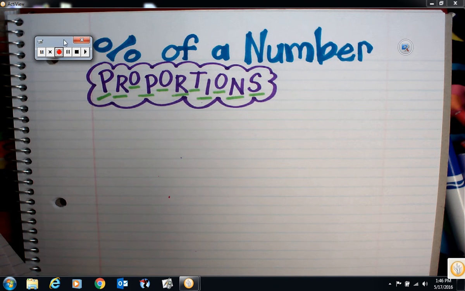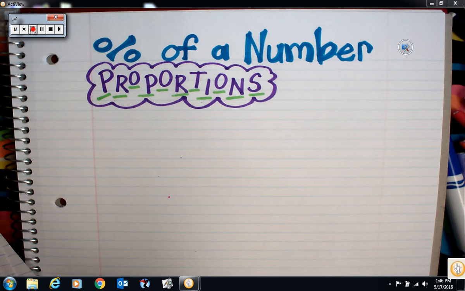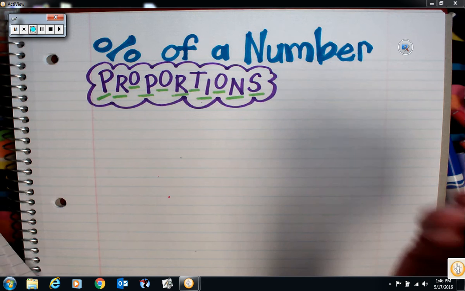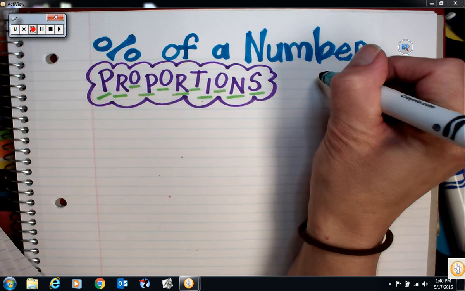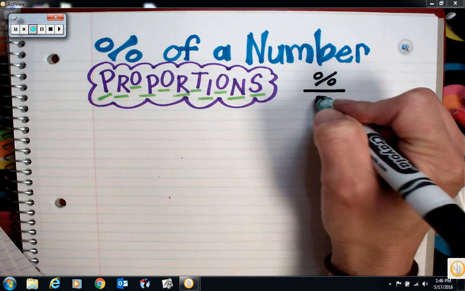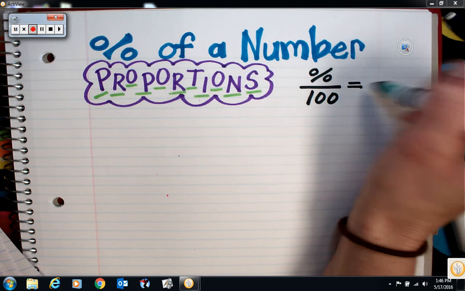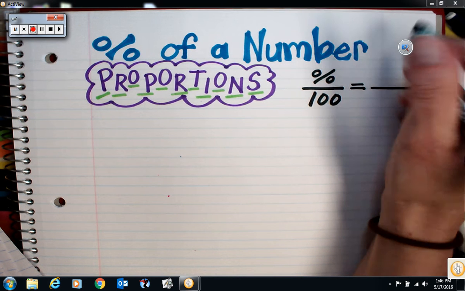Okay, today we're talking about percent of a number. So the first method that we're going to practice is our proportion method. And with the proportion method, we're going to set up two equal ratios where the percent out of 100 is my first ratio, and I'm going to find that equal to part of a set.